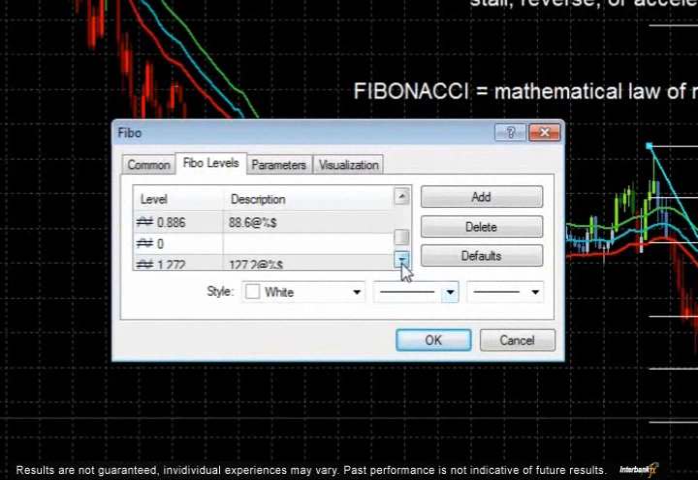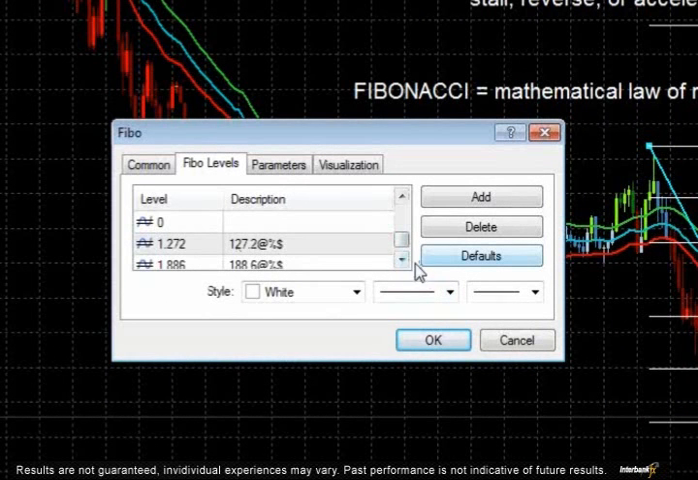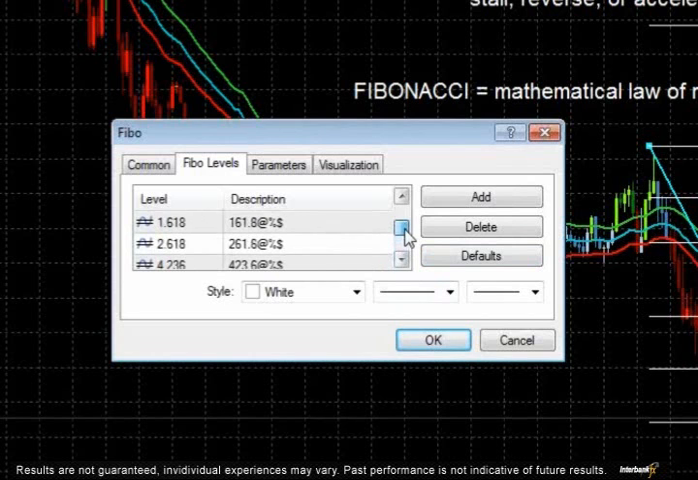So the extensions that I use are the 1.272, which is 127.2%. I also like the 1.618, which is the 161.8%, and the 1.886, which is the 188.6%.